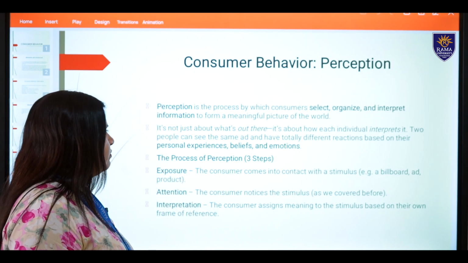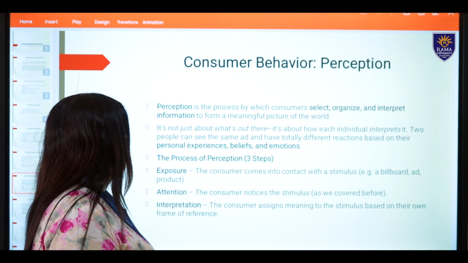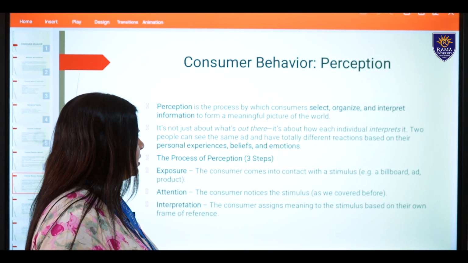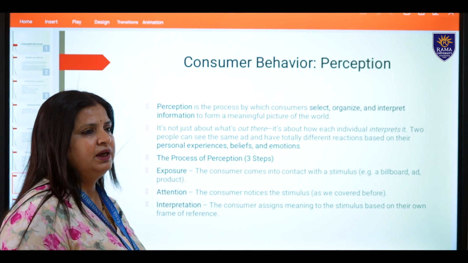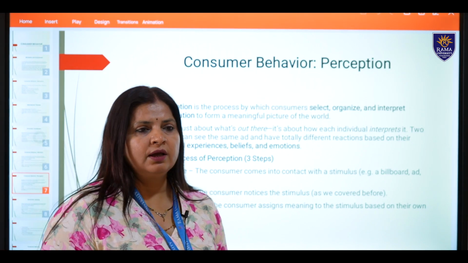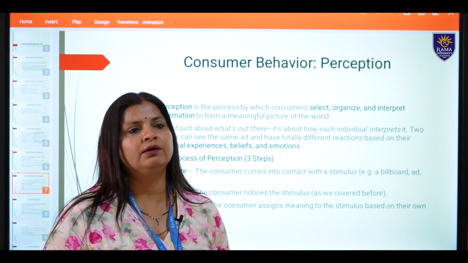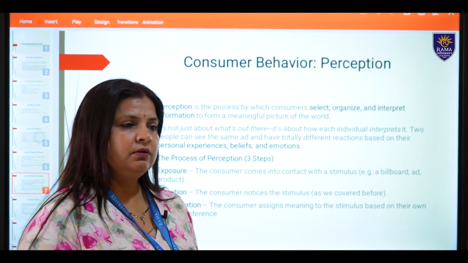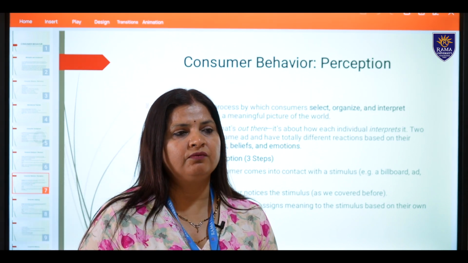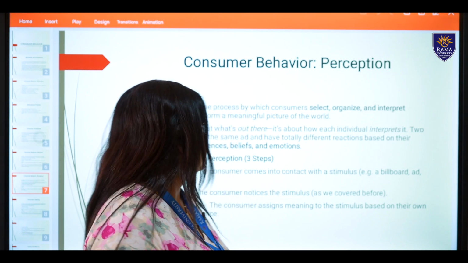It is not just about what is out there, it is about how each individual interprets it. Two people can see the same ad and have totally different reactions based on their personal experience, beliefs and emotions. There are two types of persons, both different from one another by their attire, their attitude and their perception also. Of those two people, one chooses one type of product and another chooses a different type of product.